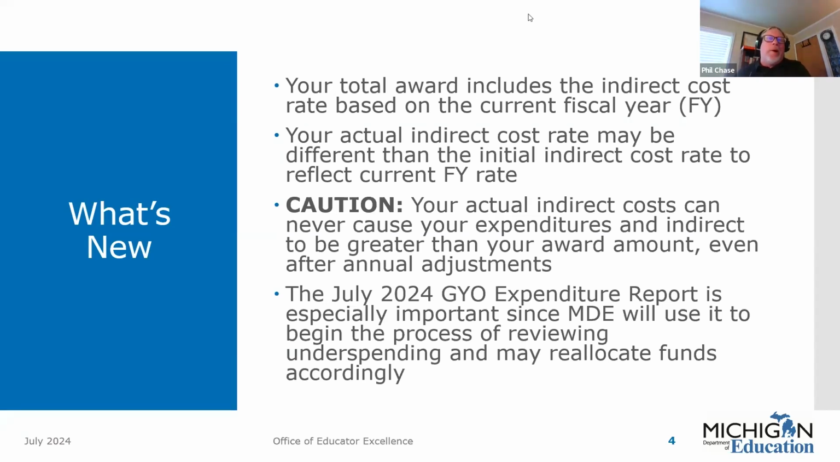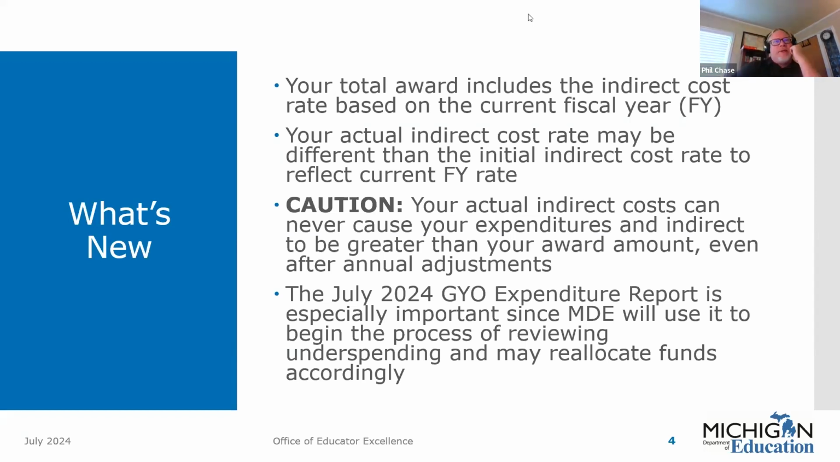But remember, no matter what happens, the actual indirect costs that you claim as a district can never cause your expenditures and indirect amount to be greater than your award amount. You still can't go over your award amount, even if they adjust the rate by many points, for example. Even still, you can't go over your award amount because that would be a no-no.